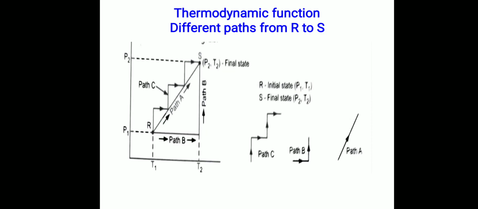This is represented by the A, B, and C paths for the path function. The initial state is R, the final state is S. From R to S we can go through A, through B, or through C. If from R to S only P1, T1 and T2 are considered, then it is called a state function. If the path A or B or C is considered, then it is called a path function.